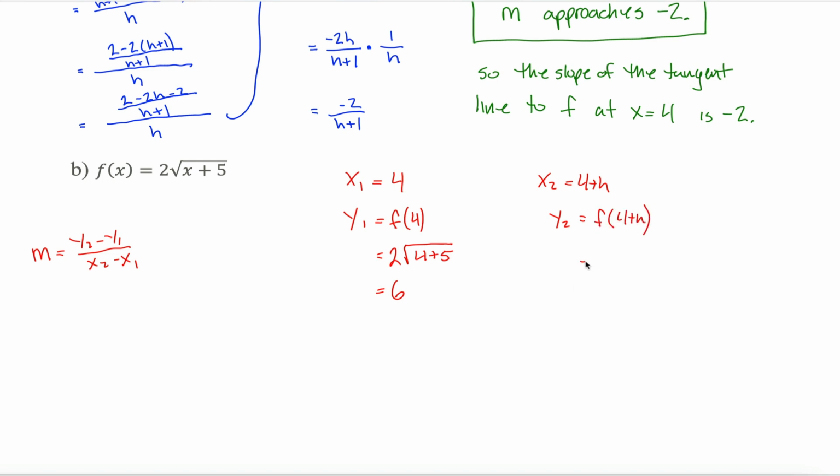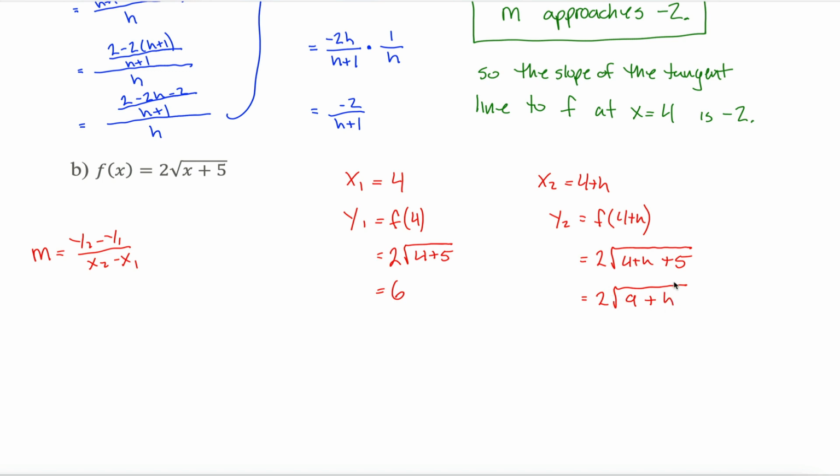into it. To figure out what that is, I copy exactly what I see written here, except I change all the x's into 4 plus h's. So I get 2 times the square root of 4 plus h, plus 5. y2 is 2 times the square root of 4 plus h, plus 5. Could stop there, but you might as well combine like terms and recognize that 4 plus 5 gives me 9. So it's 2 times the square root of 9 plus h.